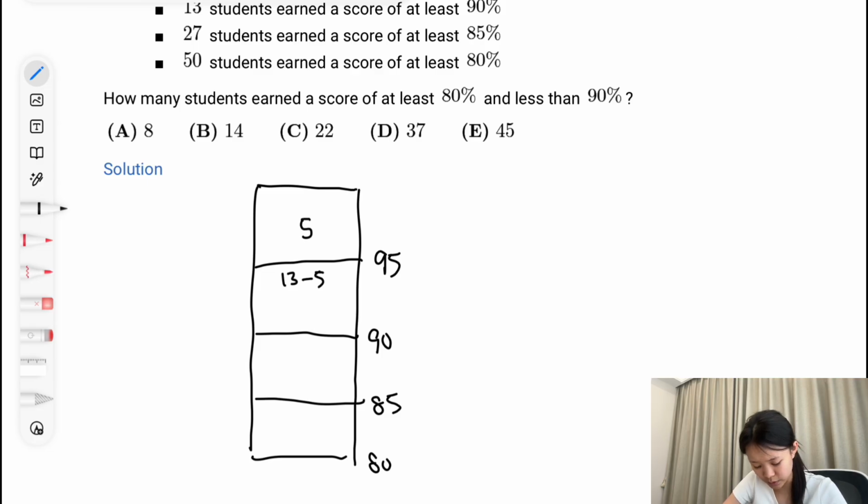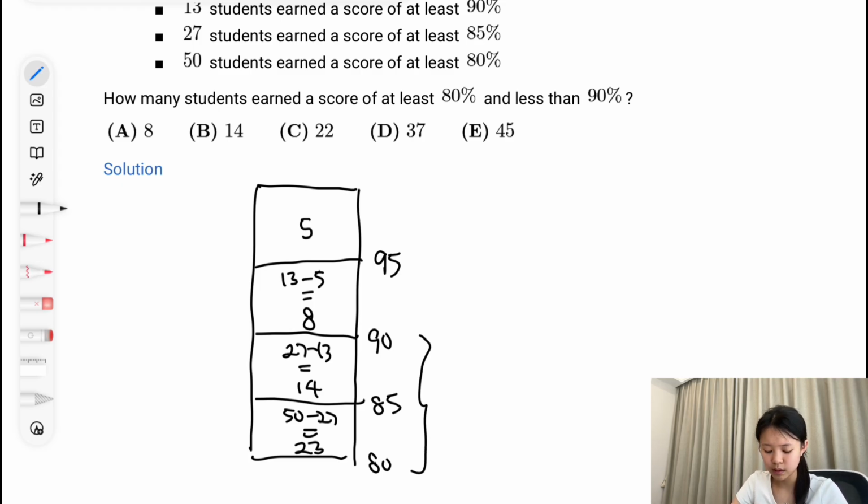13 minus 5 equals 8. And then 27 minus 13 equals 14. And 50 minus 27 equals 23. We want to find out how many students scored at least 80 but less than 90%. So that would be 14 plus 23 equals 37. So the answer comes down to D, which is 37.